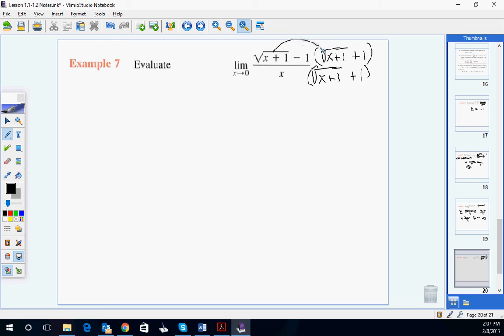So root x plus 1 times root x plus 1 is simply x plus 1. We know there's no middle. Are you okay with that? Do I need to explain that? There's no middle. That's why it's a conjugate. Minus 1.